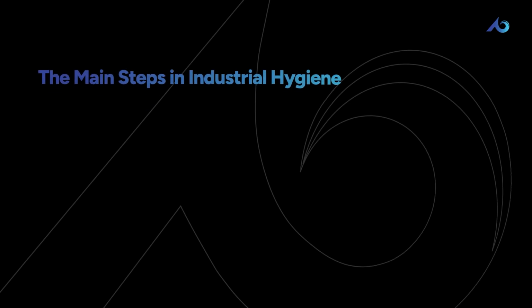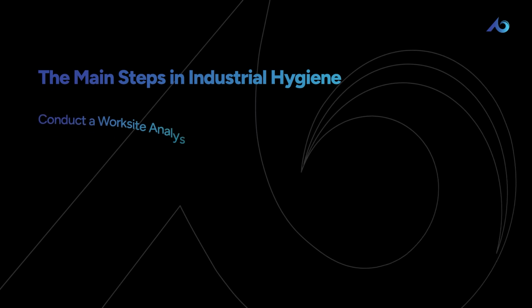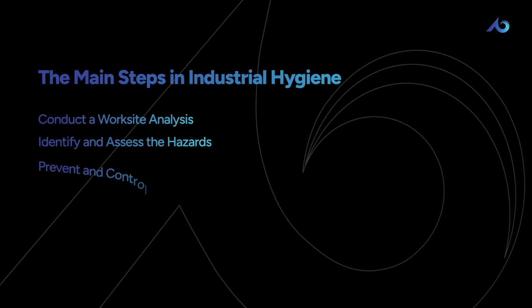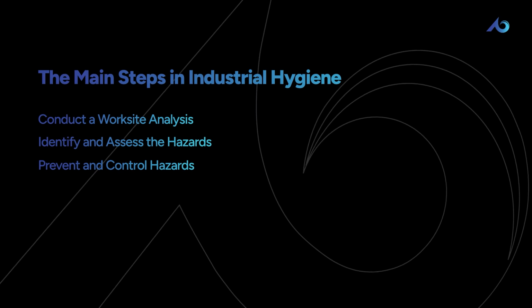The main steps in industrial hygiene are: conduct a worksite analysis, identify and assess the hazards, prevent and control hazards. Let's take a closer look at these steps.